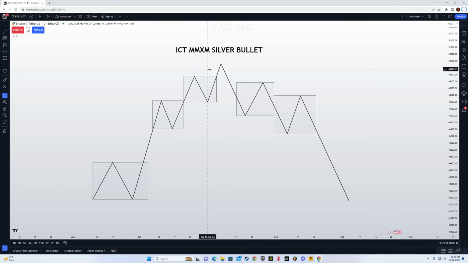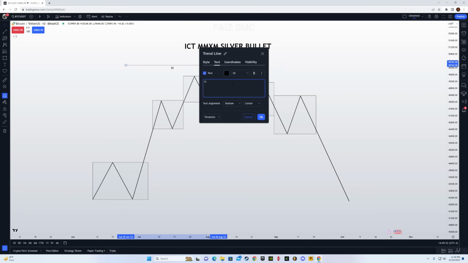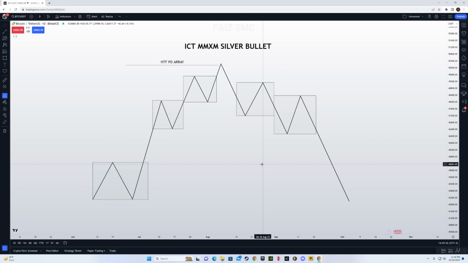So before we move to the silver bullet section of the market maker model, we need to understand what exactly a market maker model is. Let me draw this out real quick. Let me make it a high time frame PD array. Okay, you need to understand this or else this will not work.